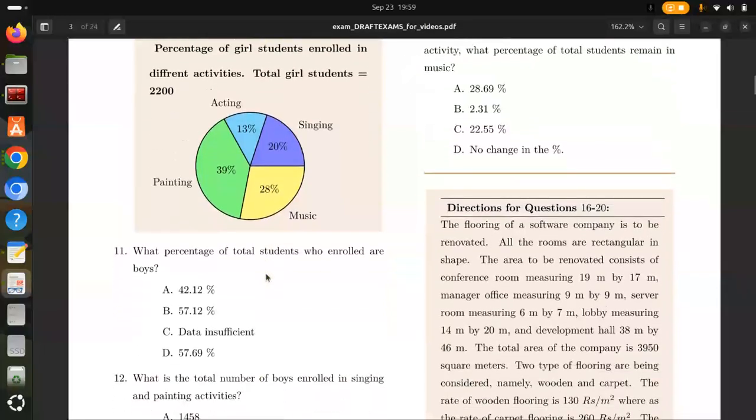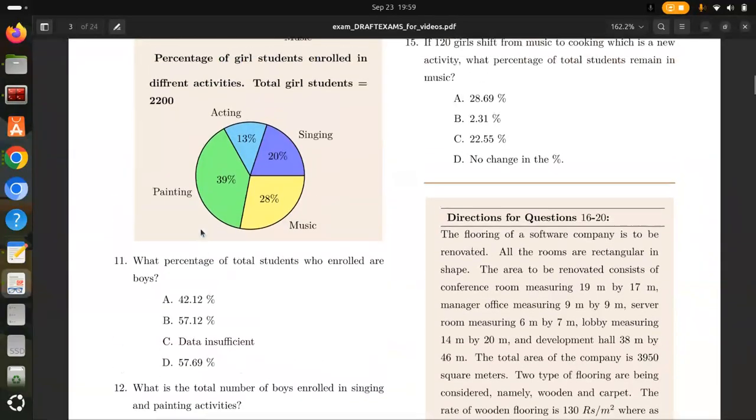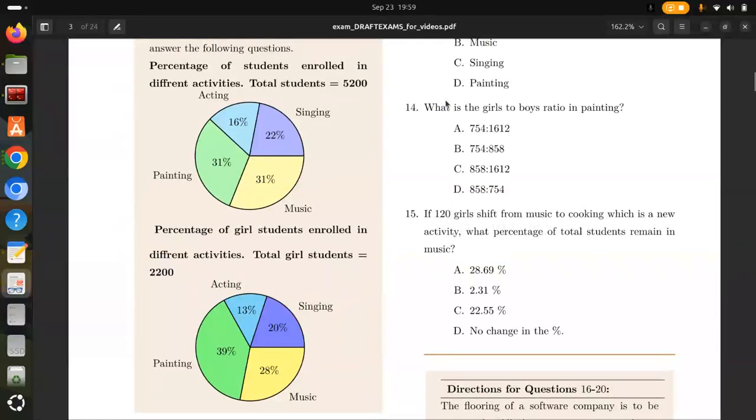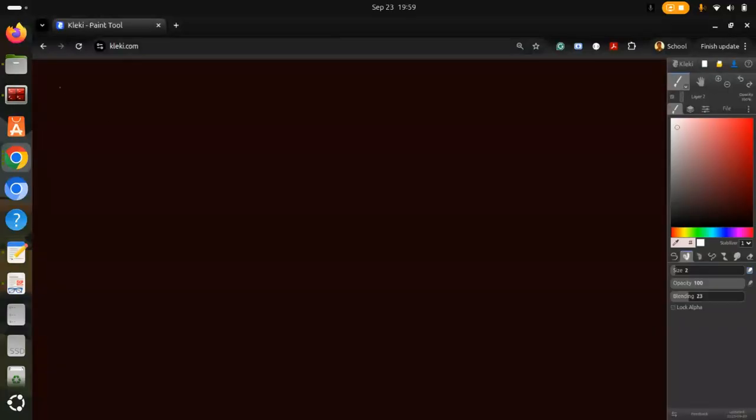So what is our objective? What percentage of total students who are enrolled are boys? We can see the numbers here already. 5,200 is the total students, and 2,200 are girl students. So right away that gives us a hint. So let us try to work on it.